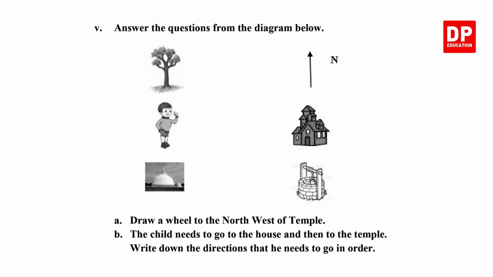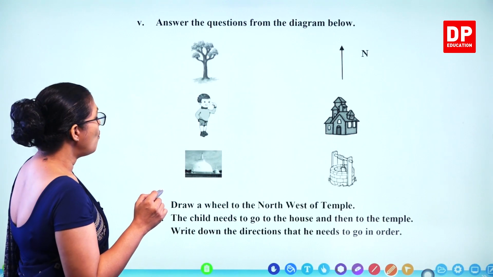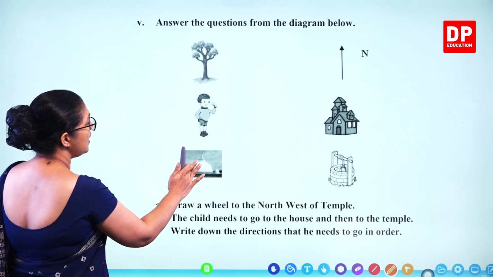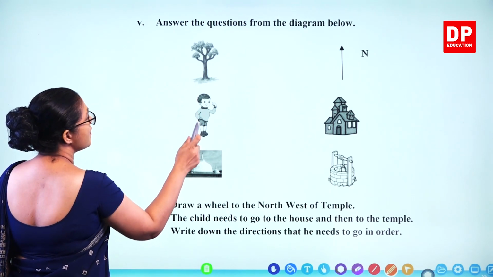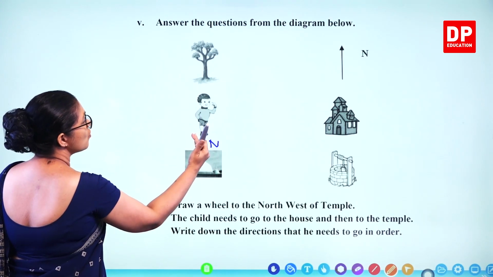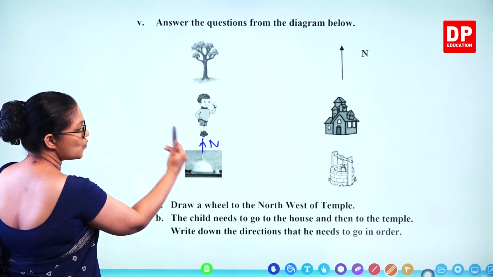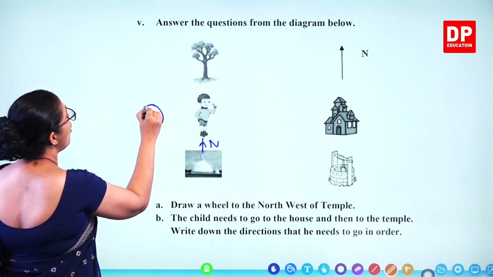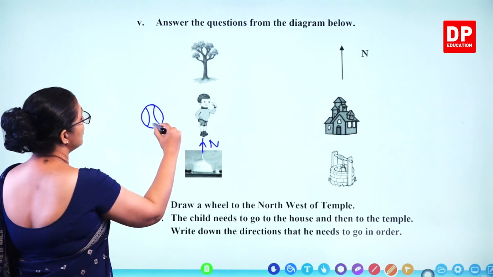Answer the questions from the diagram below. Draw a ball to the northwest of the temple. Temple, north is this direction. So we have to take north is this. So northwest, this way, a ball. So you can draw a ball here. Northwest direction.